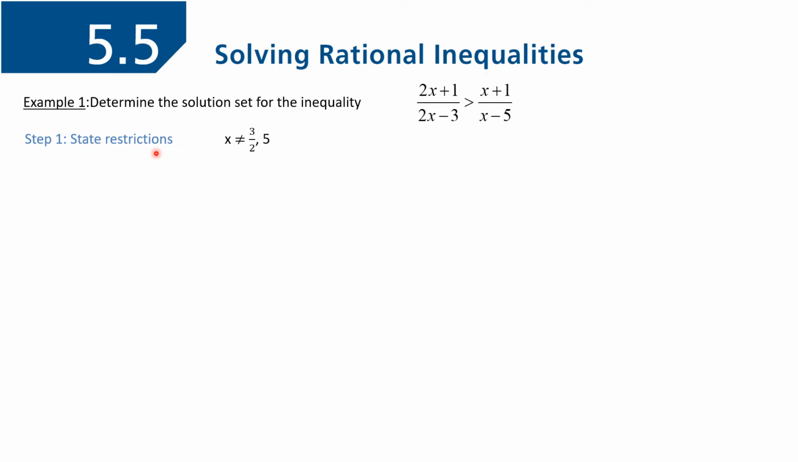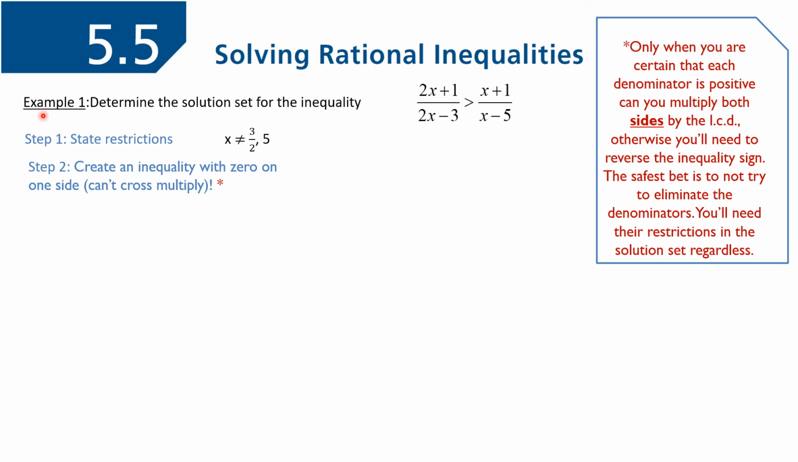So the restrictions are x cannot equal 3 over 2, that comes from the first denominator, and x cannot equal 5, that comes from the second denominator. We're going to create an inequality with 0 on one side. We can't cross multiply here. Let me just explain that a little more.